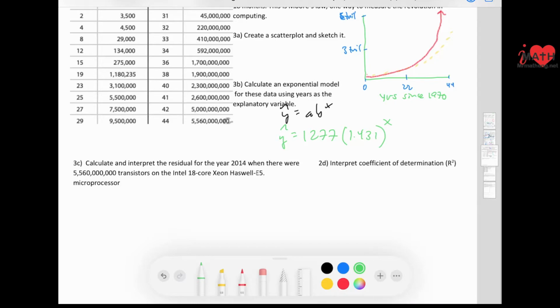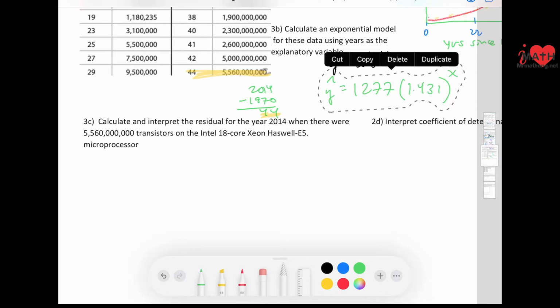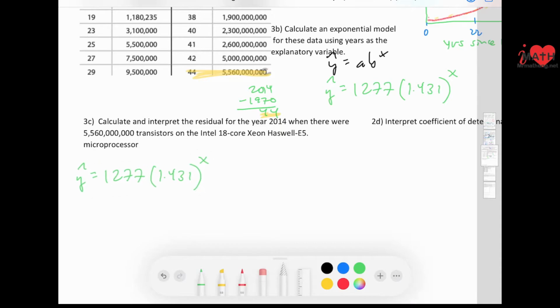Calculate and interpret the residual for the year 2014. So 2014, if you think about it, is just since 1970 is the 44. So basically, that's what you're using it from. Okay, let's get that equation. And the first thing I'm going to do, like we've done before, is I'm just going to calculate the predicted. How do I do that? Well, x equals 44.